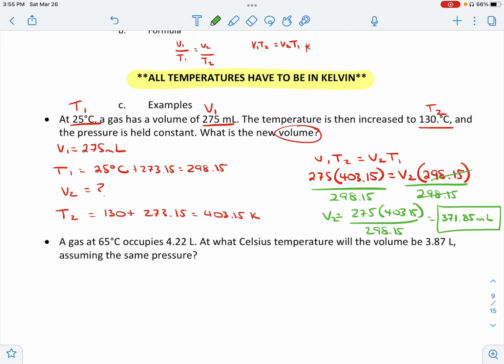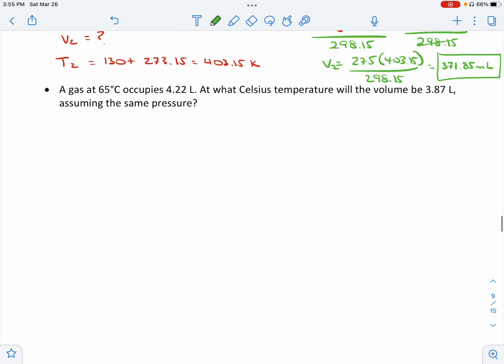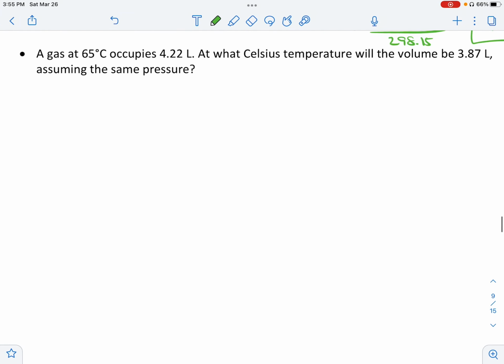Okie dokie, let's try one more and see where we get from there. Now this one's going to be a little bit different because we're solving for a temperature, but I think it's going to be okay. So 65 degrees C, there's T1, and 4.22 liters, V1. What temperature in Celsius? So we're going to have to do a little work. We're looking for T2, and there's V2.